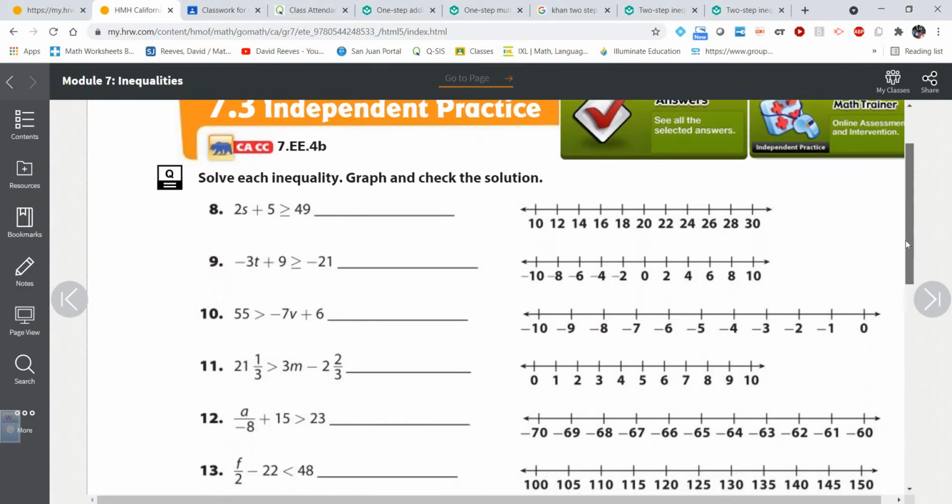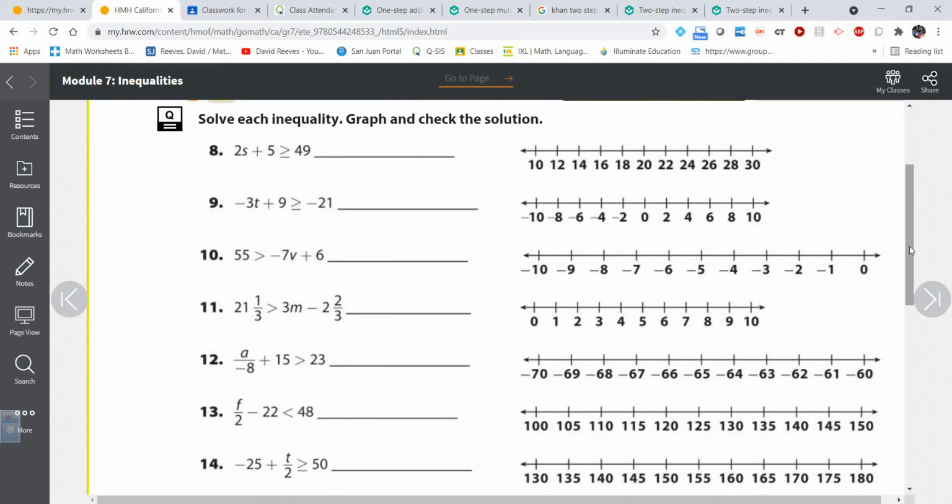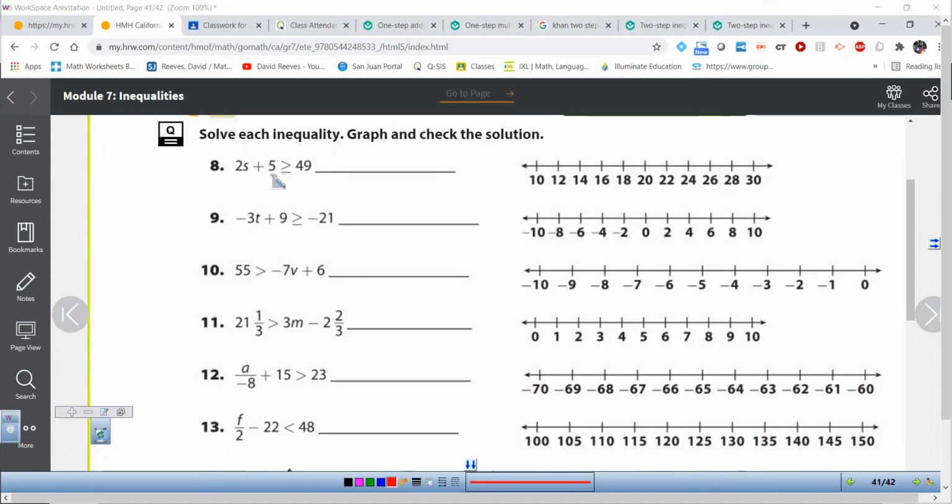Okay, so let's do a few more of these problems. Remember, solving a two-step inequality is just like solving a two-step equation, inverse operations in the opposite order. However, if we multiply or divide by a negative, we are going to have to reverse that inequality sign. All right, so I've got 2 times s plus 5, so going in the opposite order, I'm going to subtract 5 first, right?